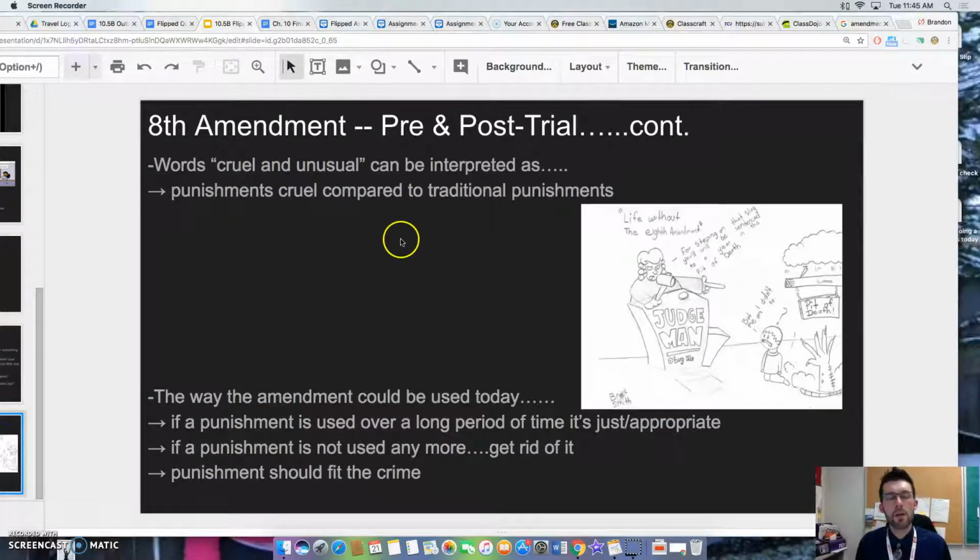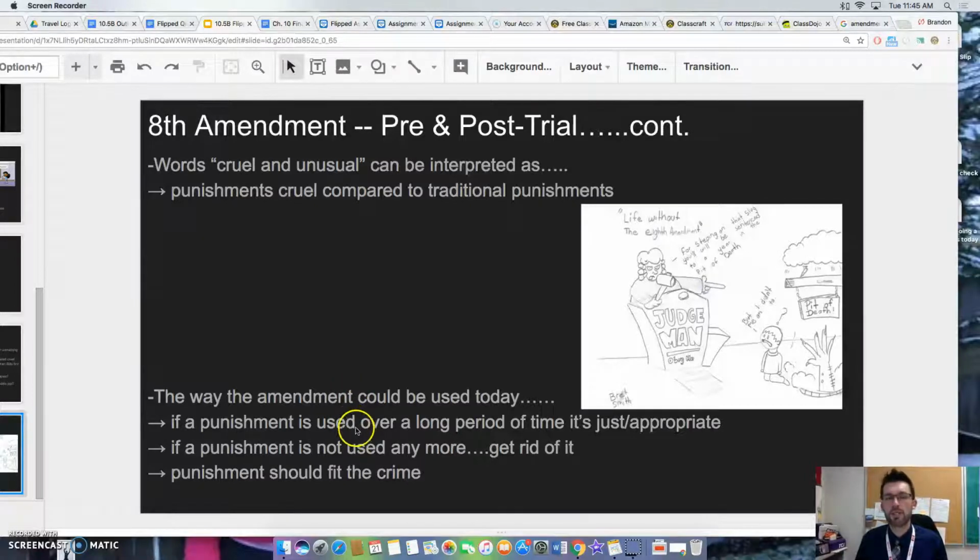The words cruel and unusual can be interpreted as meaning punishments are cruel when you compare them to more traditional punishments. This comic over here I found online is a very good example of that. Throwing someone into the pit of death is pretty cruel when you compare it to more traditional punishments like solitary confinement, jail, maybe having people pick up litter to do a community service.